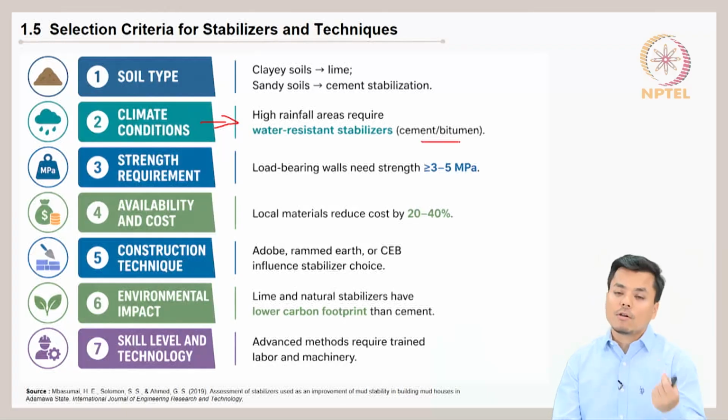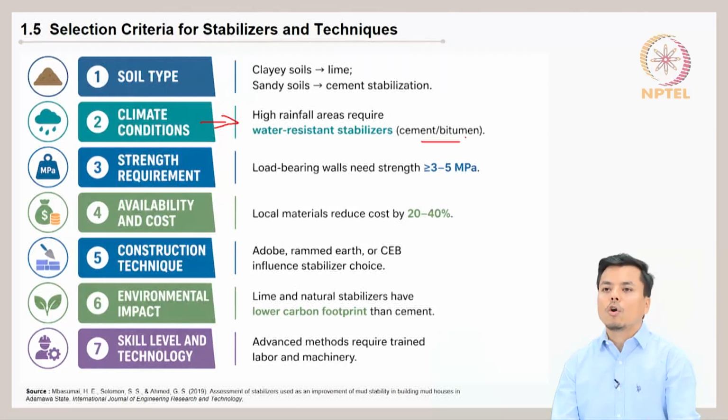Apart from that, you can also let me know what are the specific stabilizers, apart from these two, that can be added to improve the quality of construction in high rainfall areas. So next is about strength requirement. Load bearing walls need strength more than 3 to 5 MPa. So for that you may have to add some stabilizers. Let me know what stabilizers you will add here to increase the strength.